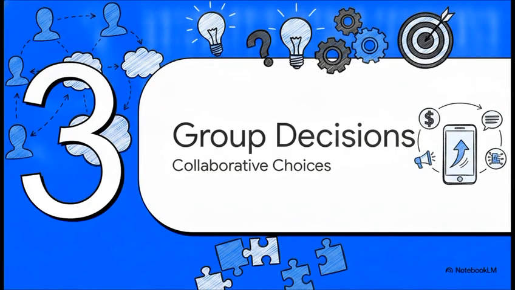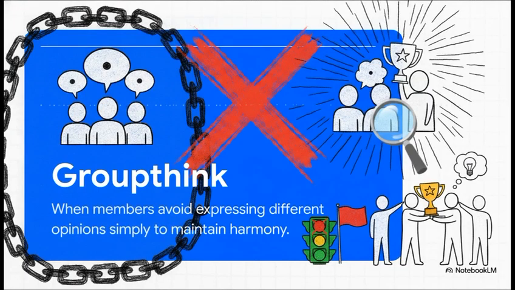Section 3, the power of group decisions. Because, let's face it, modern complex problems usually require multiple minds to ensure our blind spots are covered. But, and this is a really big but, there is a dangerous, hidden trap in collaborative environments: groupthink. This happens when the desire for team harmony completely overrides a realistic appraisal of the alternatives.